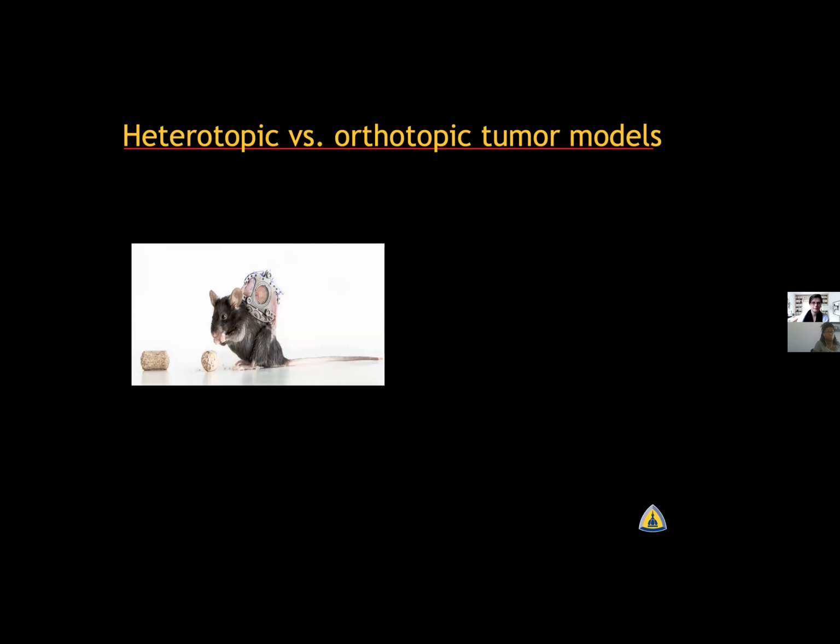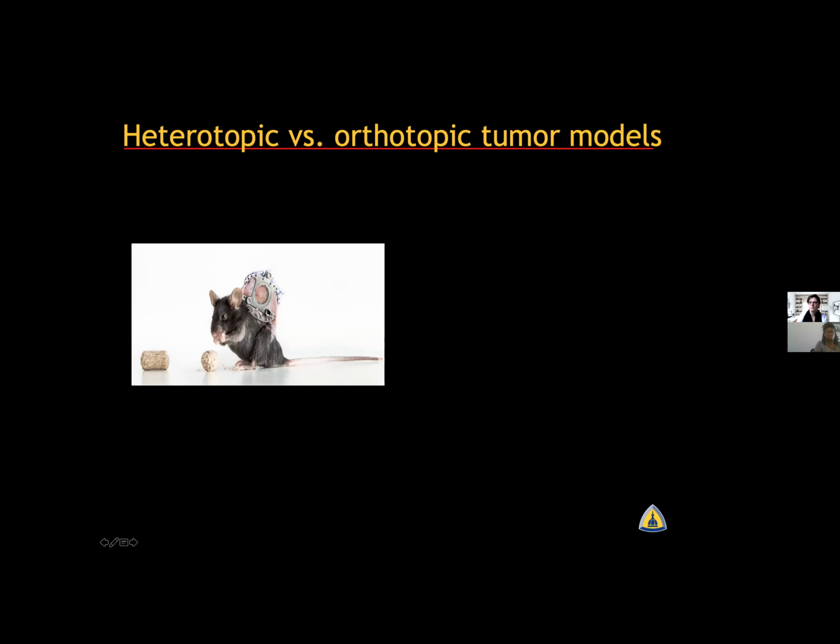Another thing that we do in our lab is we use orthotopic tumor models. So we take a tumor model, whether it's a brain tumor model or breast tumor model, and we inoculate it at the correct organ site. So for example, we put breast tumor cells in the mammary fat pad. We put brain tumor cells in the brain of the animal. And this is usually done so that we get tumor microenvironments that mimic what we see in patients.